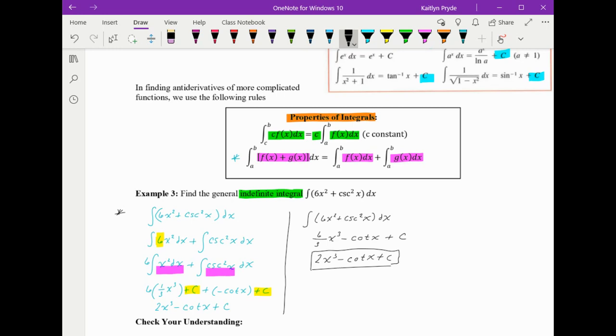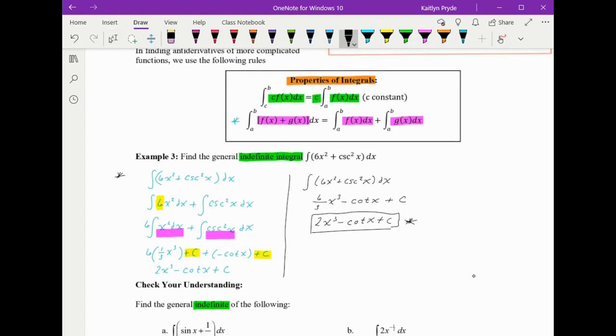You're perfectly capable of just saying, hey, I know what's happening technically using my understanding of the properties of integrals, but I'm just going to take the shortcut and look at them all at the same time. If you're more comfortable doing it like the one I did in blue, then that's perfectly fine. I'm never going to take marks off for that. But you're also fully allowed to do it like this, and you would get full credit as well.